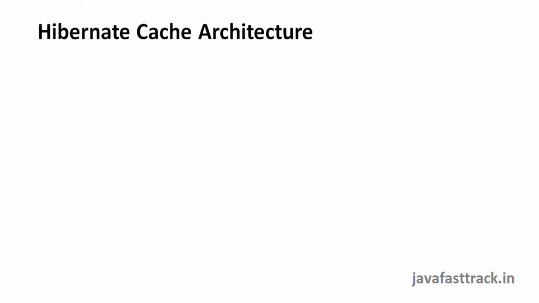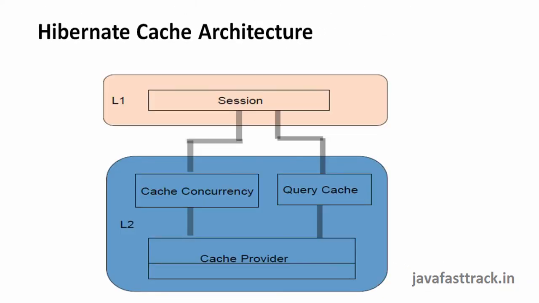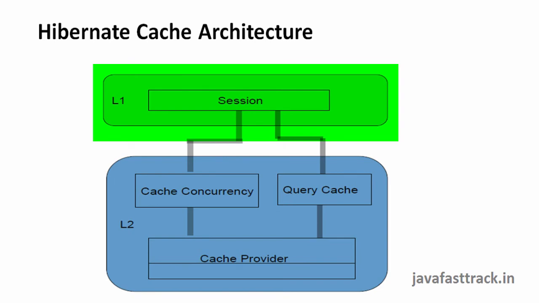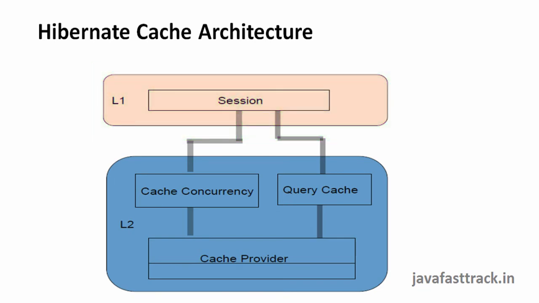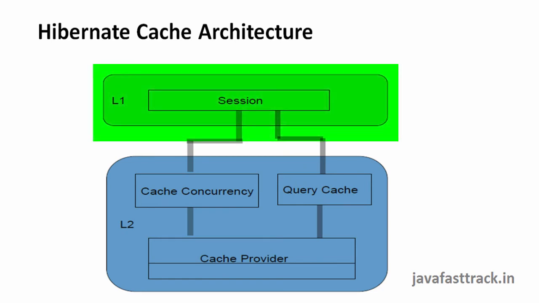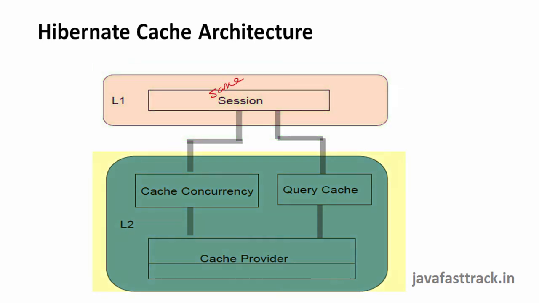Hibernate cache architecture. We have L1 cache, which is only within the same session. If you use L2 cache, you will get caching across sessions. This is caching across the same session, and this is caching across multiple sessions. That is what is called cache concurrency.